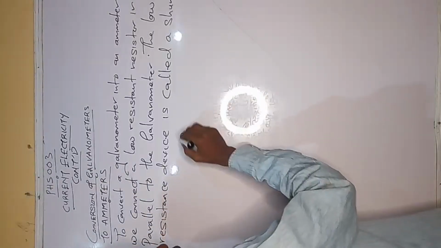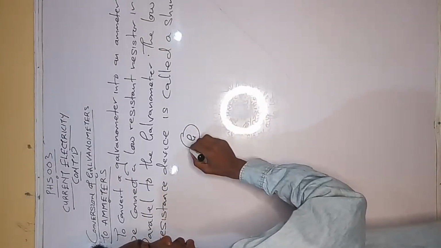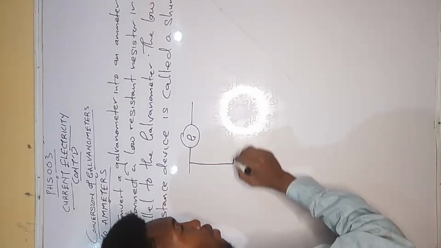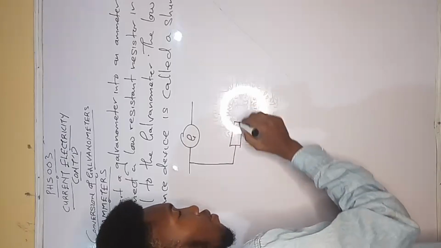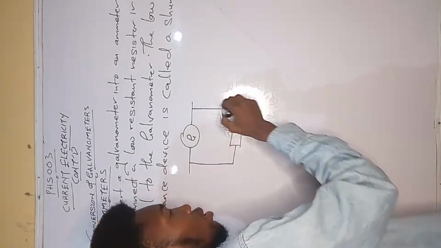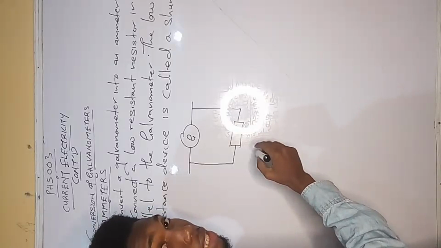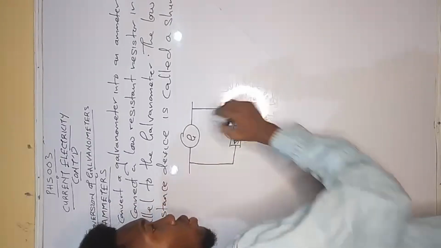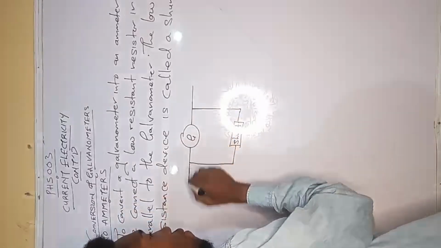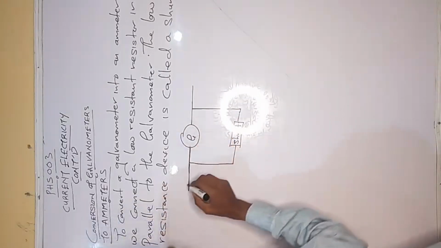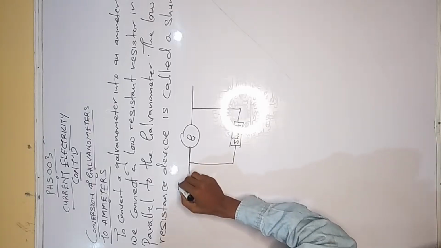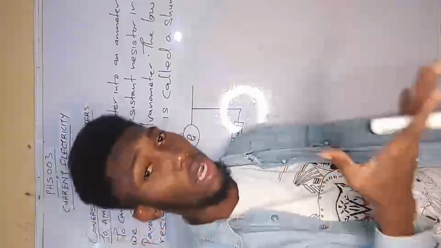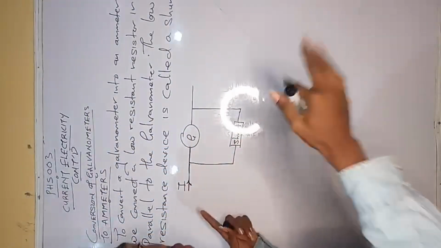If this is our galvanometer G, you have to run parallel to this galvanometer another resistor that we call the shunt. So this is called the shunt. Now, when a current I is passed through this system, just follow it because you can be asked to explain the conversion of a galvanometer to an ammeter using a shunt.